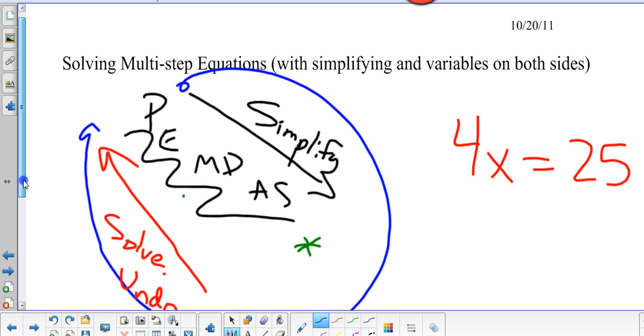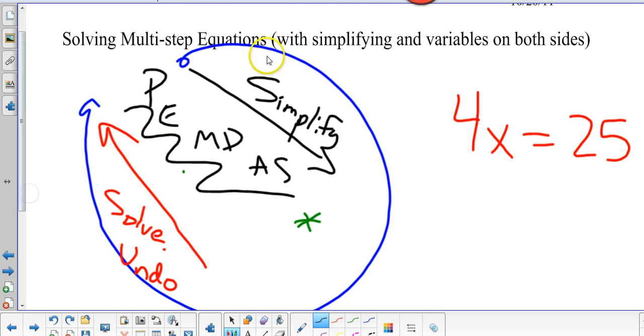Okay, so a multi-step equation has simplifying and it could have variables on both sides. If we look at this equation over here, this is a one-step solve. There's no simplifying to do here, because when I say simplifying, I'm talking about either side of the equation. On this side, we have 4 times x. Can I simplify that anymore? Well, you really can't, because 4 times x is 4x. I can't simplify 25. 25 is 25.